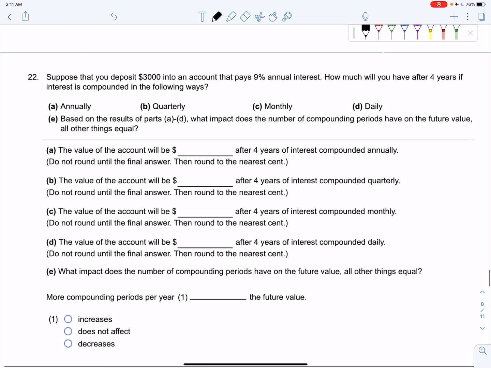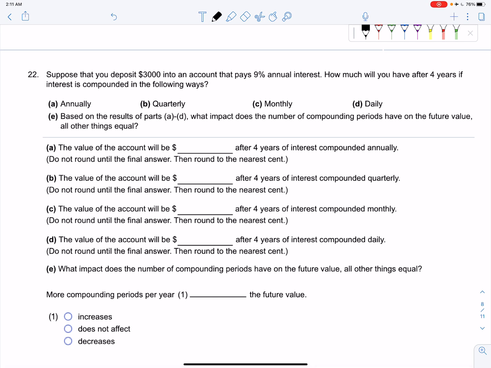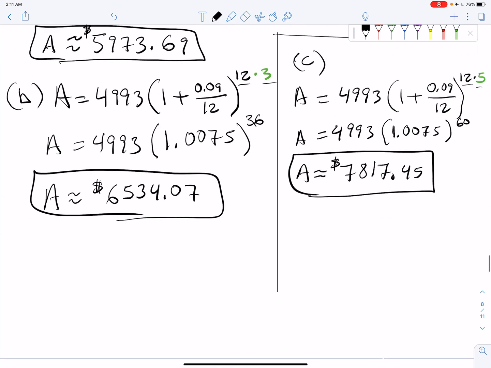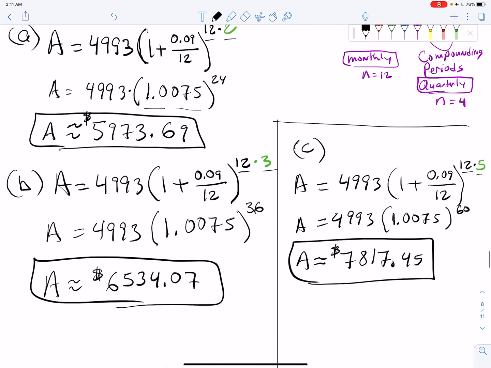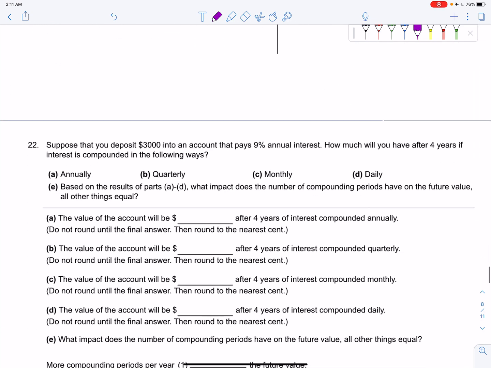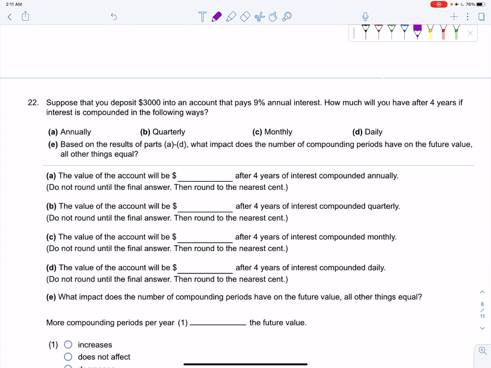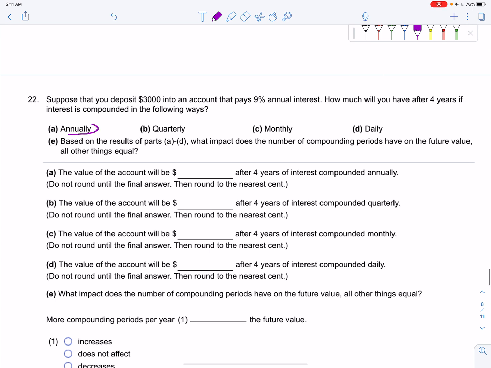Next problem is another exponential problem. Now we're doing the same formula, but what's changing this time? The compounding period. So what color did I use for compounding periods? I used the purple for N. So here's what's changing. For A, they're compounding it annually. And annually, how many times does that happen in a year? So N is 1. How about compounding quarterly?